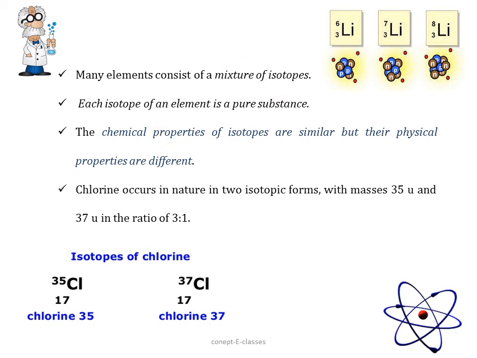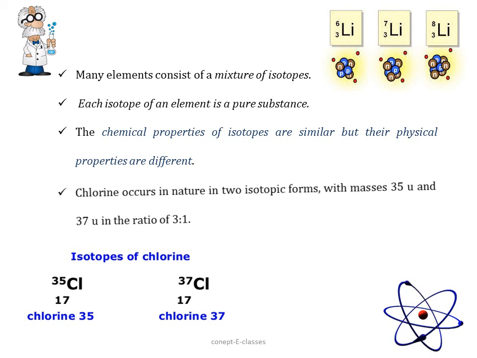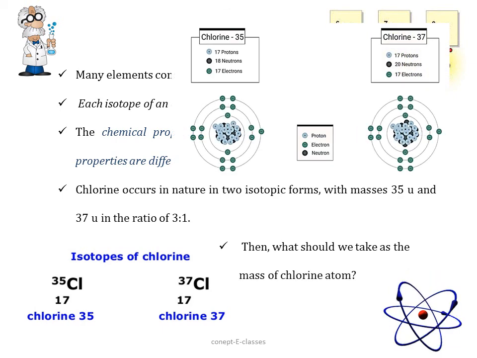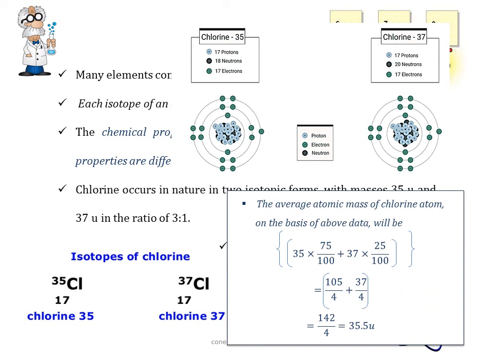Now let's take the example of chlorine. Chlorine occurs in nature in 2 isotopic forms with masses of 35u and 37u in the ratio 3:1. So how will we calculate the mass of a chlorine atom then? We'll take the average mass. It is given that the isotopes with masses 35u and 37u are in the ratio of 3:1. So if we convert it into percentage, it would be 75% and 25%.